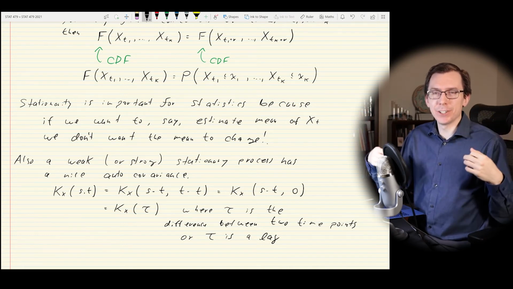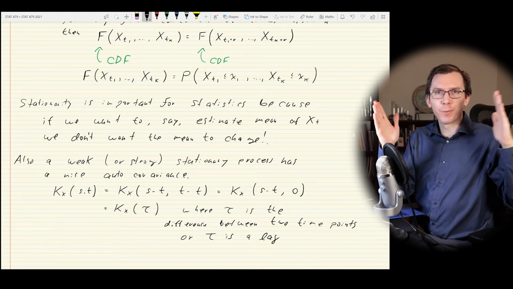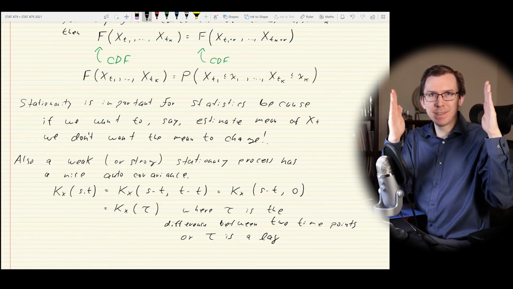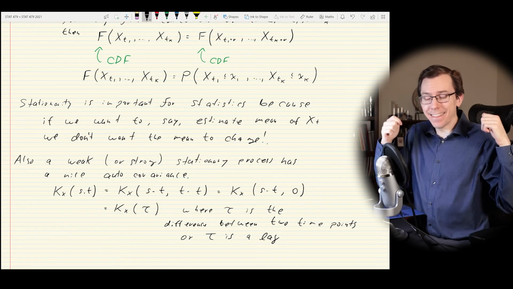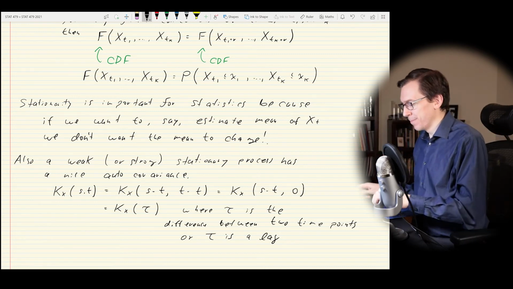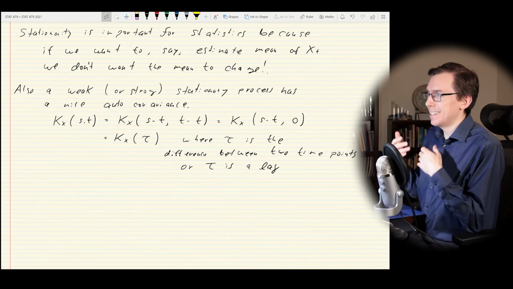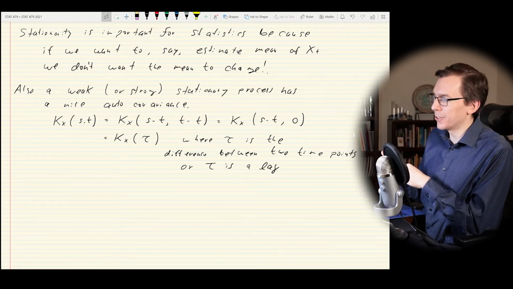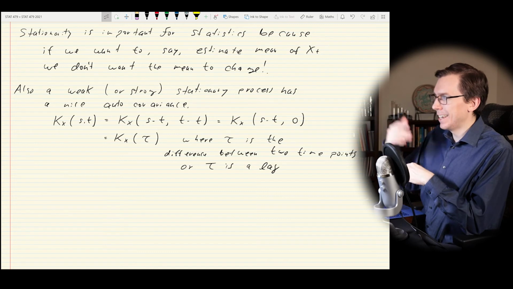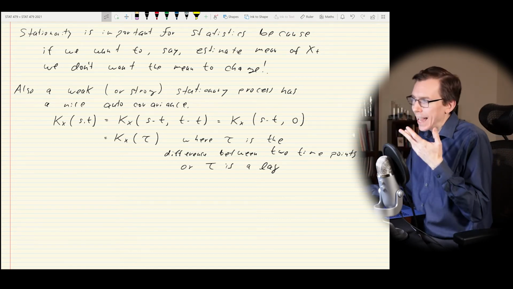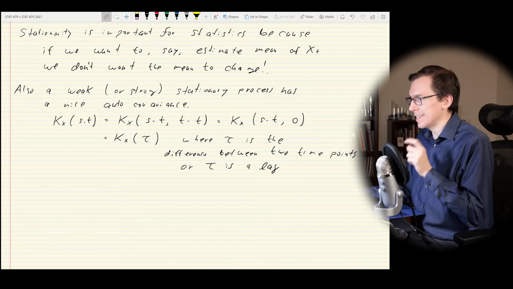I mentioned this above, that it doesn't matter where s and t fall. All that matters is that s and t are the same distance apart from each other, and that's going to give us our autocovariance. So if your process is stationary, you should be able to find an autocovariance function that has a nice form in terms of just tau, the difference between s and t.